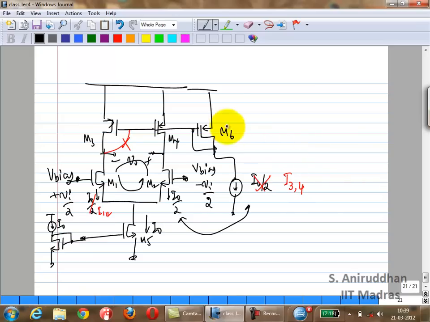So this is a very, very bad way of biasing it. This is not a good way, definitely. Okay? Because you can never guarantee the two I0 by 2s to be equal. Okay? What else can you do? Bias it? In which manner?